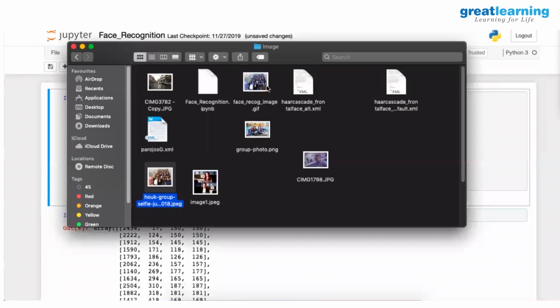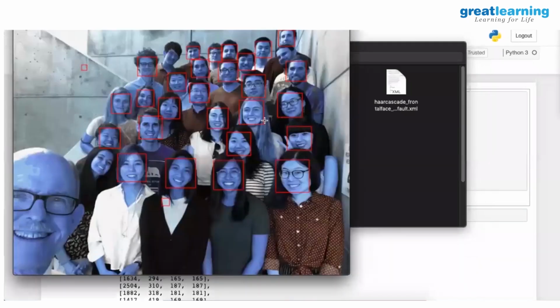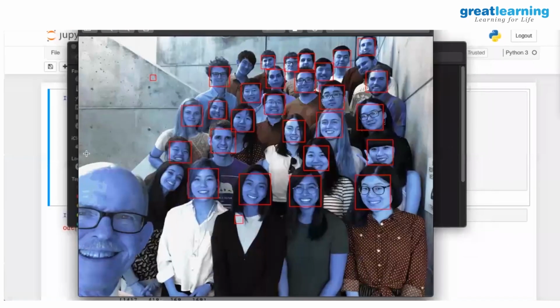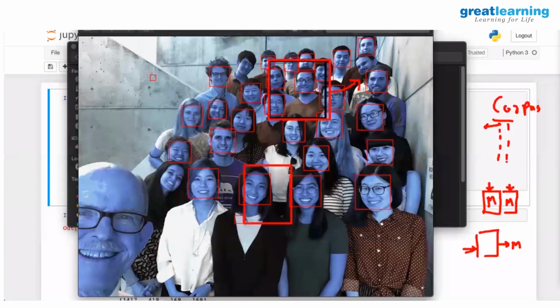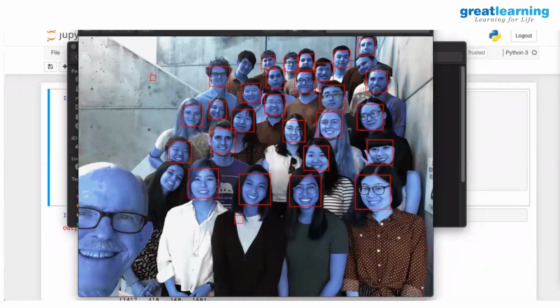Let's go and see the output. This is how the output looks. Yeah, and you will observe some of the faces are not detected. Can you spot those faces? 1, 2, 3, 4. What is common between all these faces? Can I say they're tilted? Yes? Yeah. So there is no box around it.